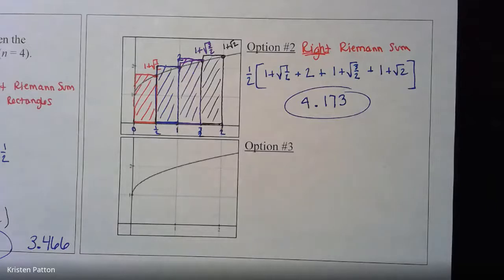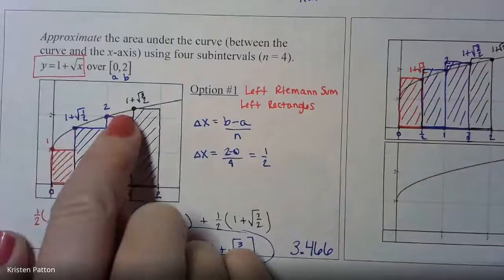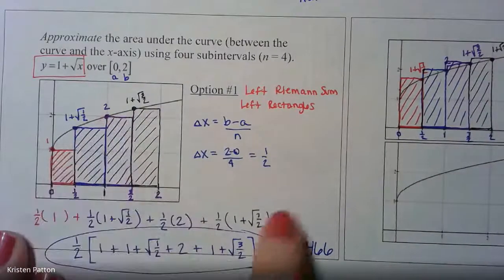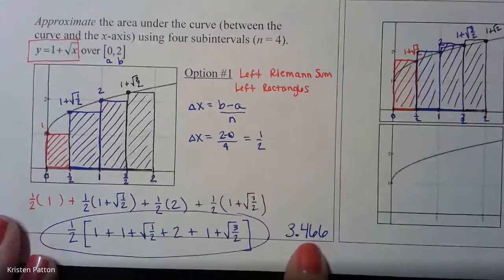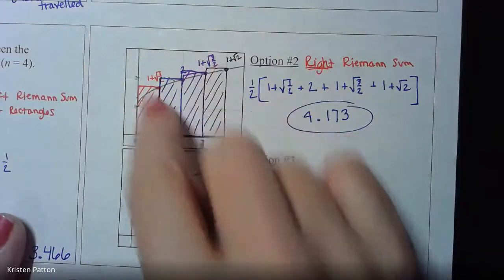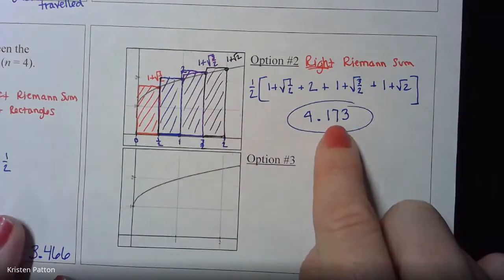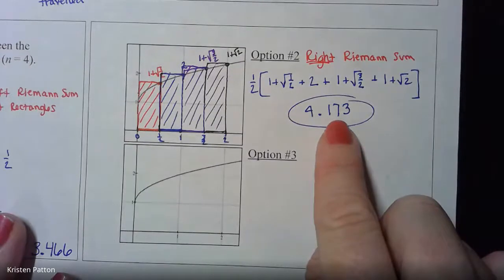So just as a quick little summary here, when I used a left endpoint, I was missing some area. So this would be an underestimate. I think we can all agree. When we switch to right rectangles, look, we've got all this extra area. This will be an overestimate. Great.